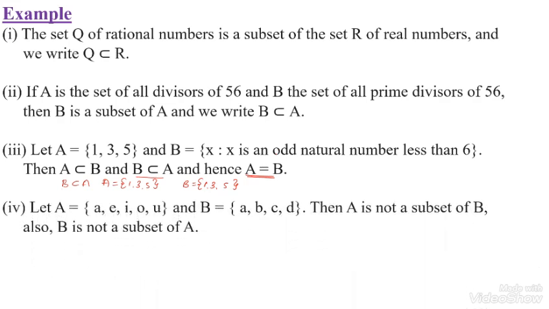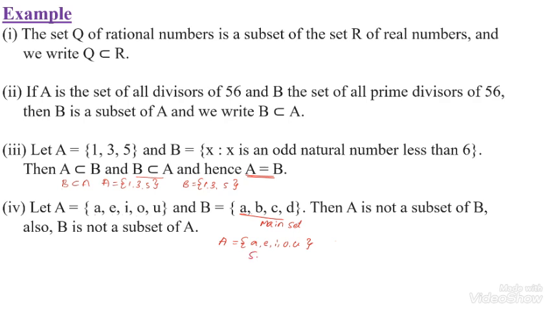Now, let us move on to the fourth example. Let A be a set containing the elements A, E, I, O, U and B be a set containing A, B, C, D. Then A is not a subset of B. One reason: here B is the main set. So from the main set we have to collect the elements. From the main set we have to prepare the set. Here A contains A, E, I, O, U.